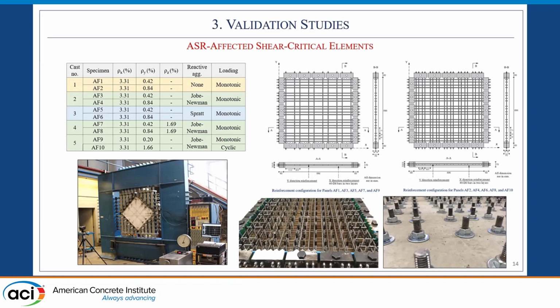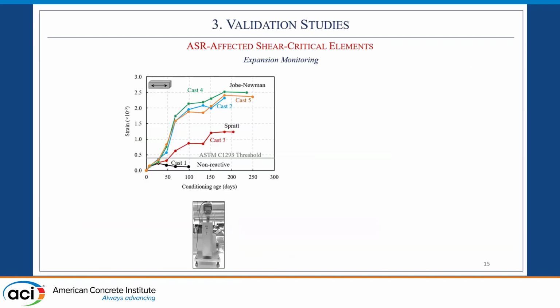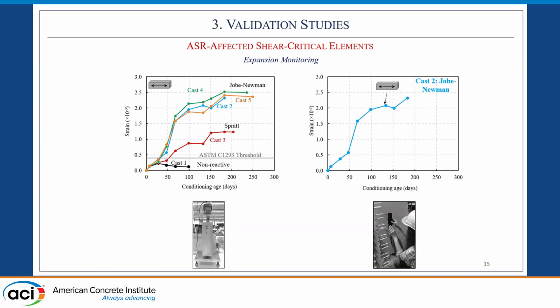And they were similar to the cubes. They were cast with either reactive or non-reactive aggregates stored under accelerated conditions. Here are the measurements taken on accompanying prisms. Again, the Job-Newman casts were more reactive compared to the Spratt casts. And in addition, we also measured surface strains on the surface of the panels along the X and Y directions.